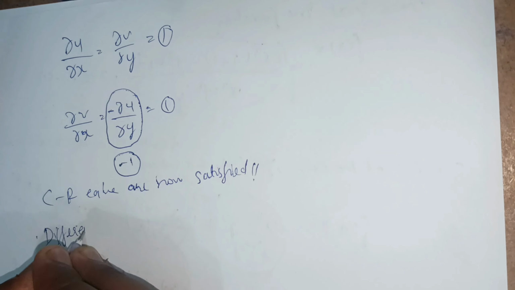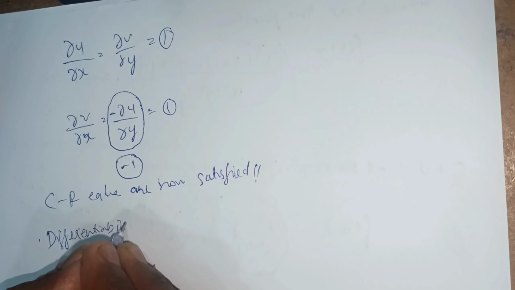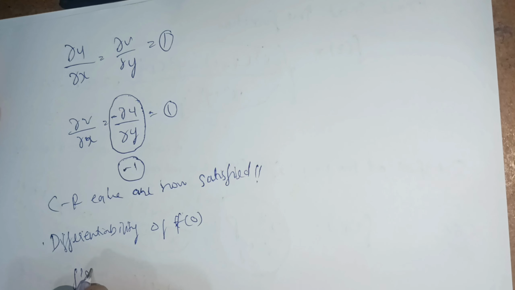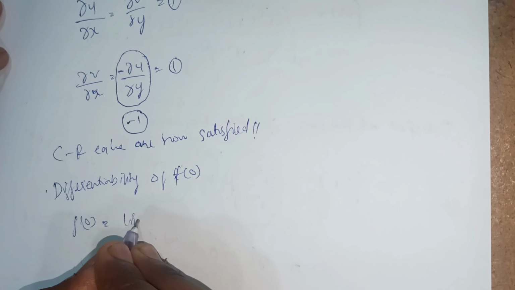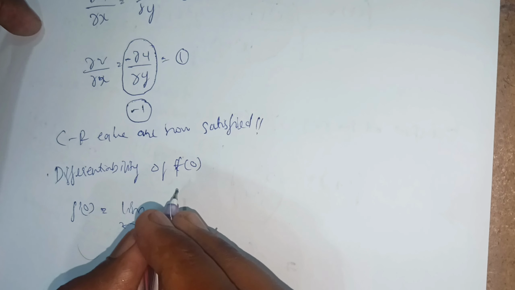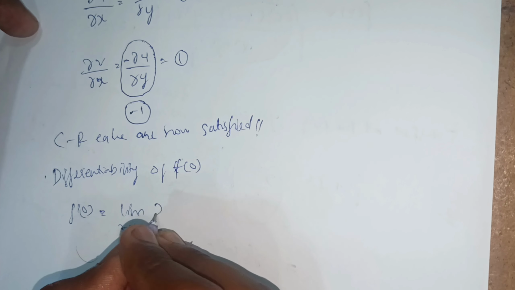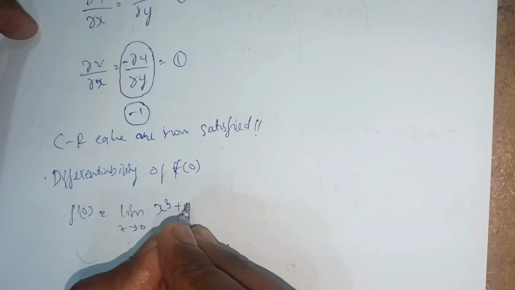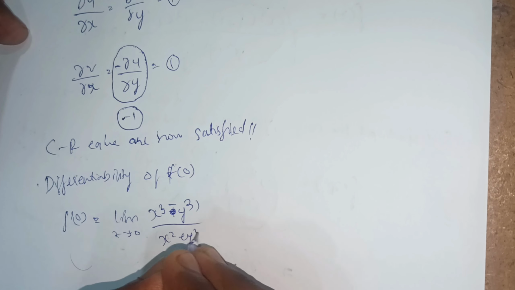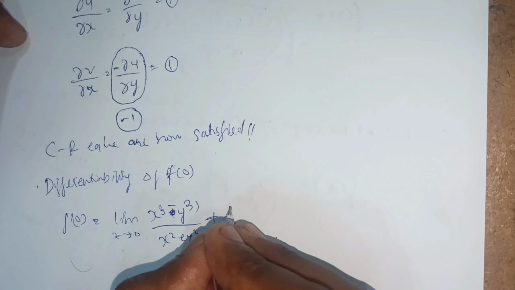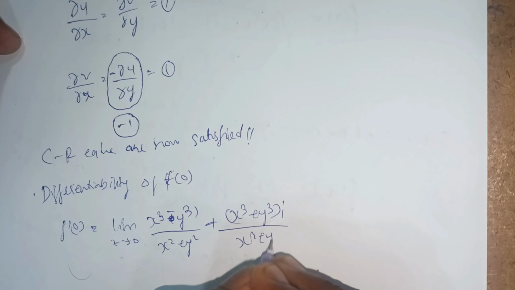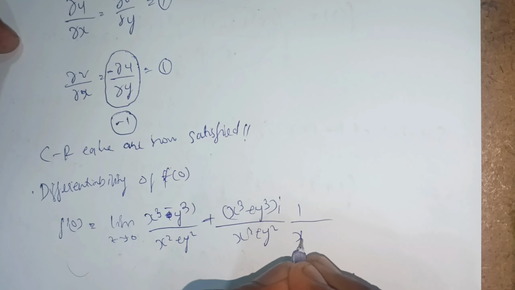Differentiability of f(z). f'(0) equals limit z tends to 0. Here we will write (x³ − y³)/(x² + y²) + i(x³ + y³)/(x² + y²), into 1/(x + iy).